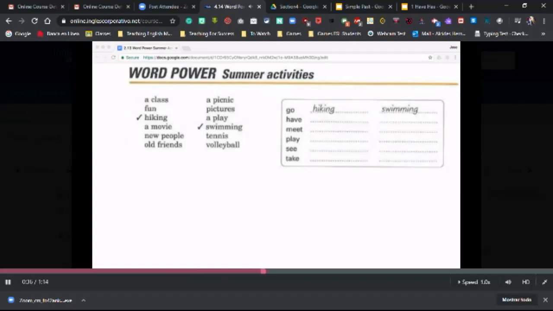Take a class. Take pictures. Now, let's put these vocabulary words into practice. I would like for you to put these vocabulary words into practice by combining them with these verbs. Go, have, meet, play, see, take. For example, you can go hiking. You can go swimming. After that, I would like for you to think about the last time that you went to the movies, for example, and share your experience. Whenever you have finished, share your work in our discussion forums.